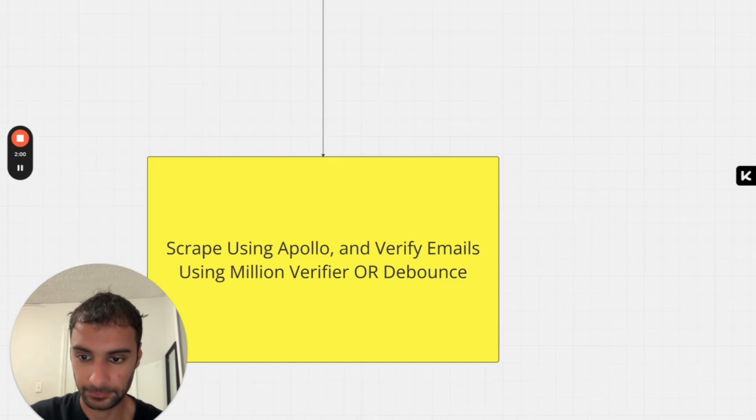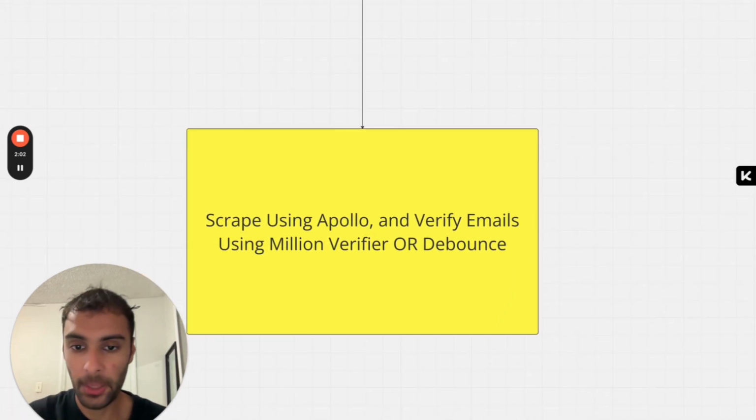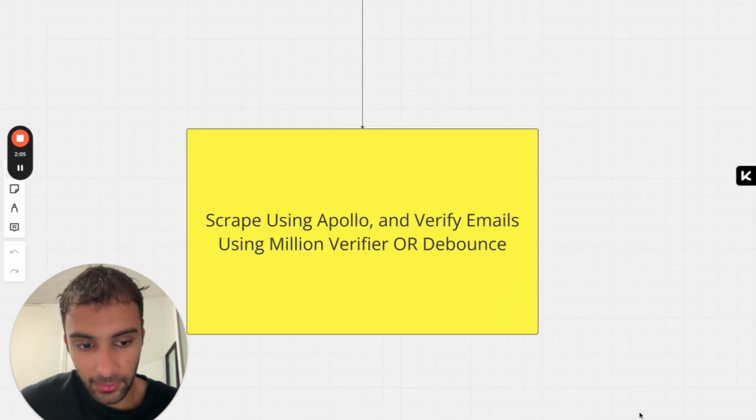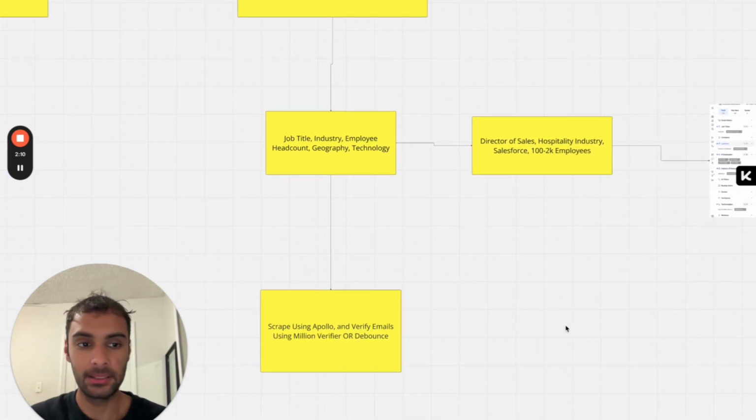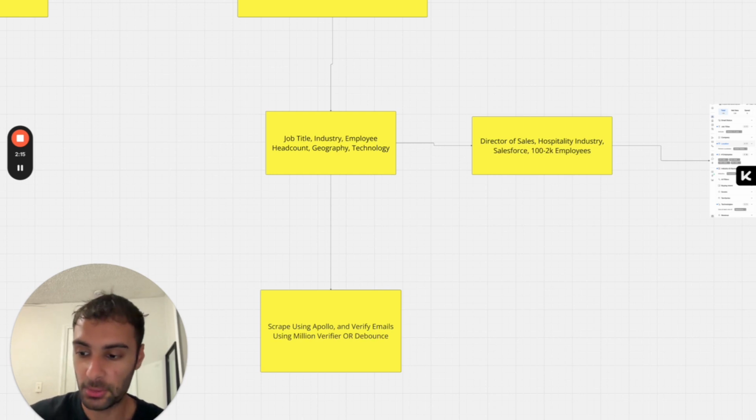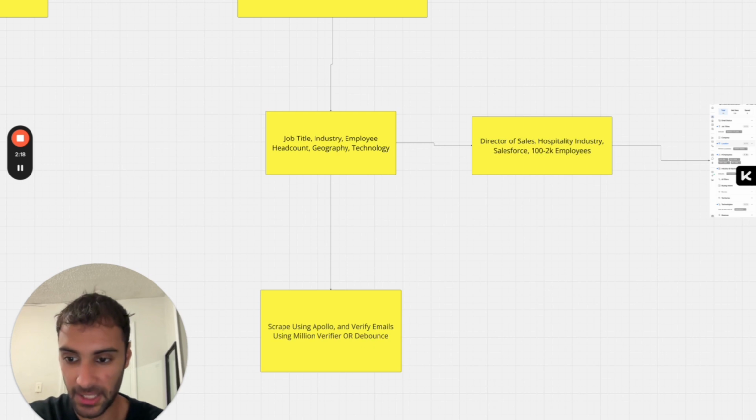And again, it says here, scrape using Apollo and verify emails using Million Verifier or Dbounce. So build a list of your ICP and scrape it using Apollo, and then you need to verify your emails, because what you'll find is that only about 50 to 60% of the emails you get from Apollo are actually valid and safe to send to. If you don't verify them, your emails will land in spam and you are not going to book any calls. You might book some, but your overall emails will get cooked in about a month. So we don't want that. Verify the emails using Million Verifier or Dbounce, and scrape using Apollo.